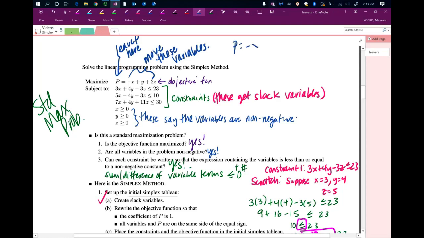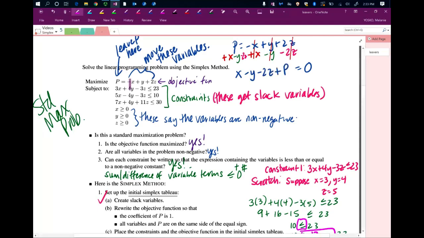I have P equals negative X plus Y plus 2Z. I'm going to move all of these this way. So I'm going to add X to both sides, right? I'm going to subtract Y from both sides, right? And then I'm also going to subtract 2Z from both sides. So when I do that, you see this will cancel, this will cancel, this will cancel. Right-hand side is going to be 0. But then I'm going to have X minus Y minus 2Z plus P equals 0.